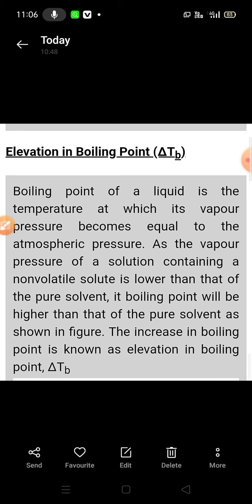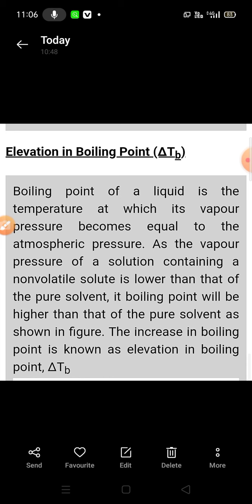And we have learned that the vapor pressure of the solution containing a non-volatile solute is less than that of the pure solvent. Therefore, the solution has to be heated to a higher temperature so that its vapor pressure becomes equal to the atmospheric pressure. Thus, the boiling point of the solution is always higher than that of the pure solvent.